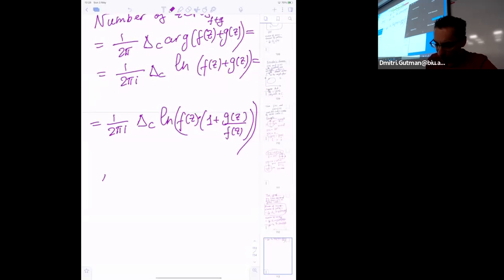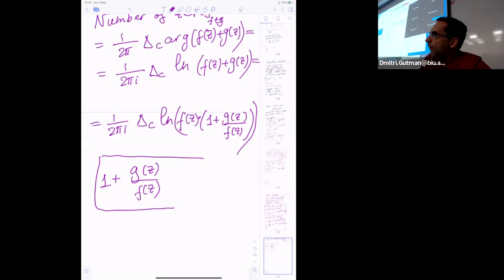But now look, what does the function 1 plus g of z over f of z look like? Does this function have any zeros or poles inside contour C? Wherever f of z equals 0. I'm going along the contour C right now. The function f is not allowed to have any zeros on the contour C. So what can we say about 1 plus g over f? It has no zeros, because f is always greater than g. Therefore, this thing is strictly greater than 0.